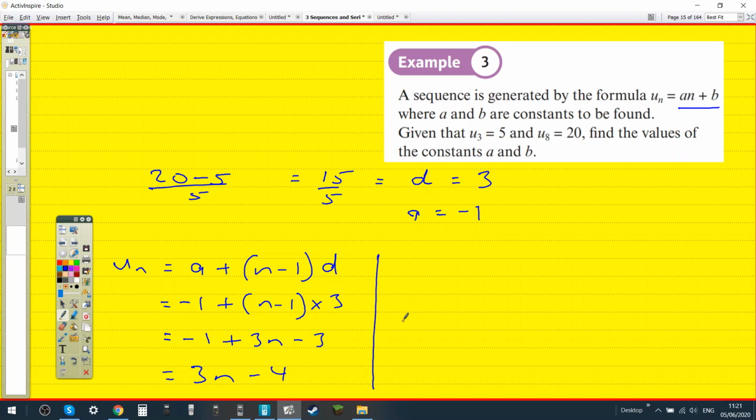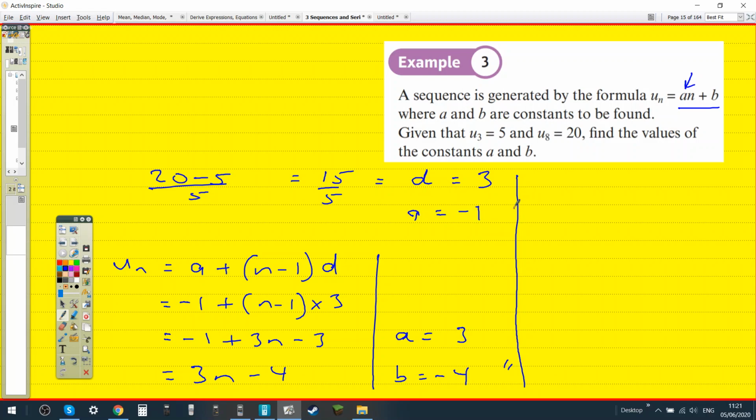And so what is A? What is B? A is 3 and B is -4. It's a bit confusing that they used A and B when A usually means the first term. Here, their A is d, the common difference, the number in front of n. That's weird. They should have used like P and Q or something.